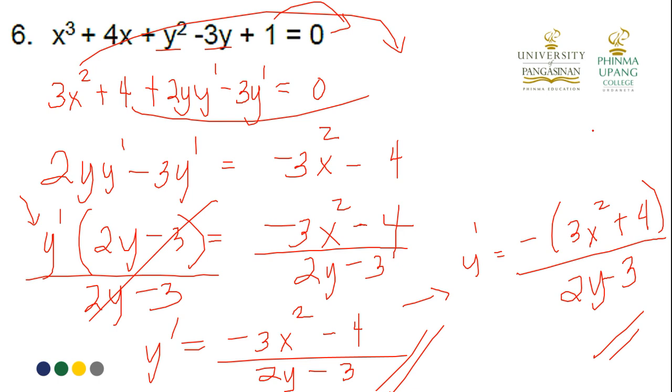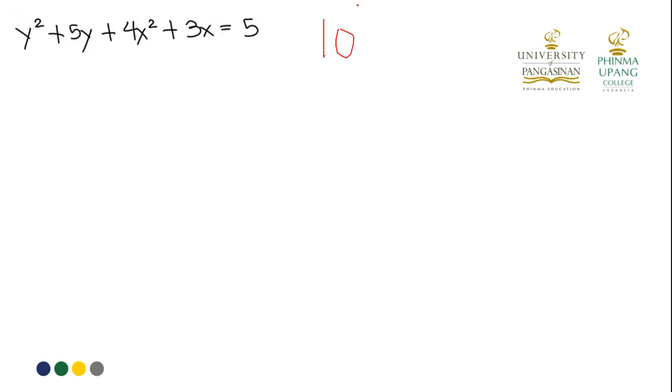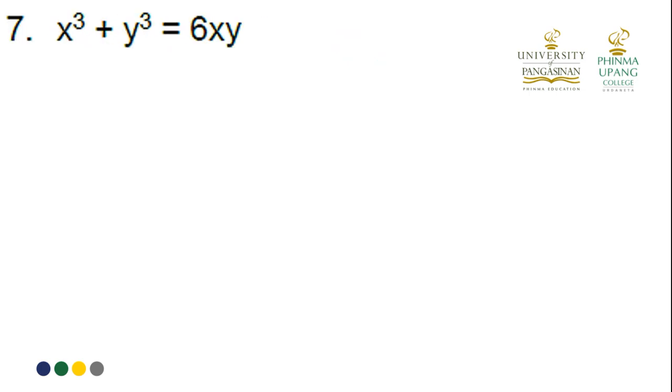Itong numbers 7, 8, and 9. Oh, meron pa pala dito. 7, 8, 9, and 10. Ito, 10 na lang ito. So, lagay natin 10. Yan na lang yung gagawin ninyo. 7, 8, 9, and 10. Pass nyo na lang sa Friday ito, ha? Ay, hindi. Wait lang, ano ba Friday? Sa GCR na lang.